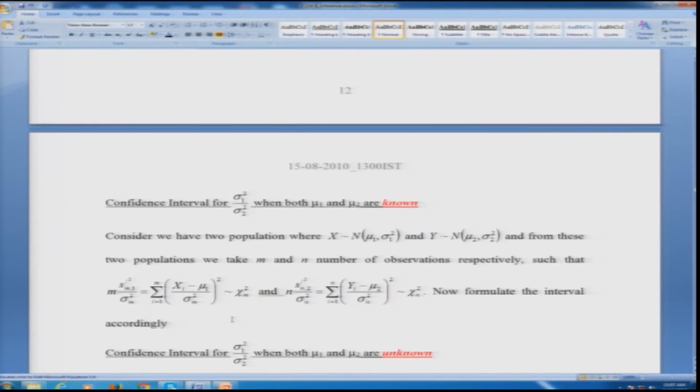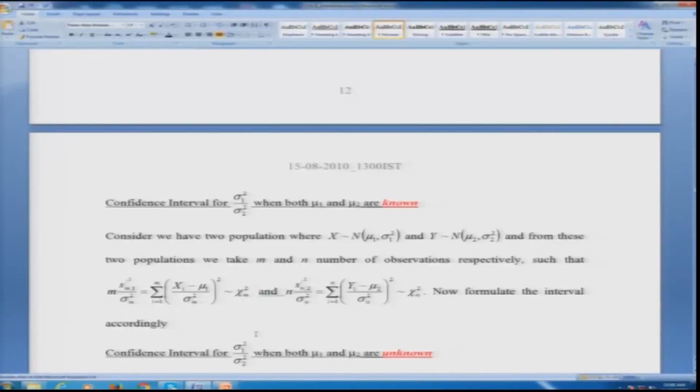If you are using S dashes, obviously you would not have any loss of degrees of freedom for the chi square. So, it will be chi square with m degrees of freedom and chi square with n degrees of freedom for population 1 and population 2, from where you have taken a sample of size m from the first and a sample of size n from the second.